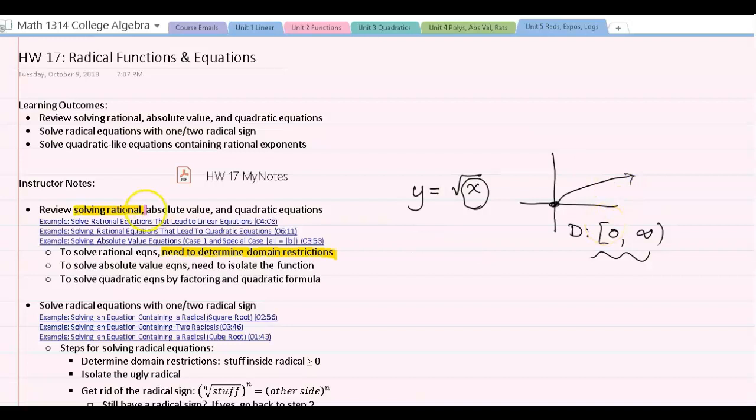The other thing we need to do is remind ourselves of how to do absolute value. The big thing there is that we had to isolate the absolute value function when we were solving. The same thing's going to happen when we're having our radical.